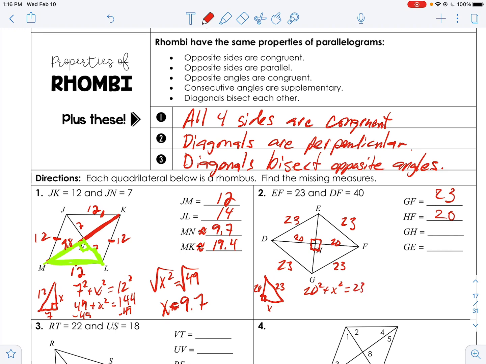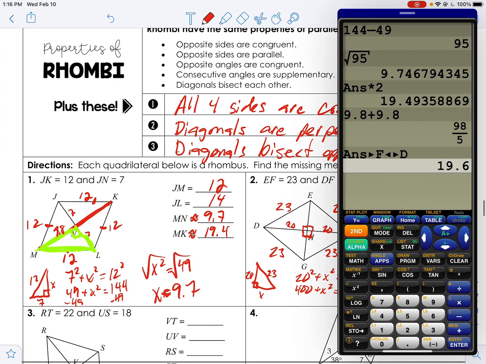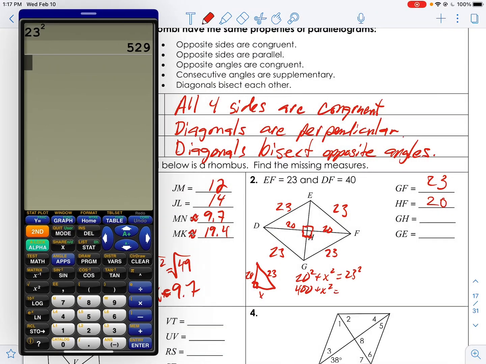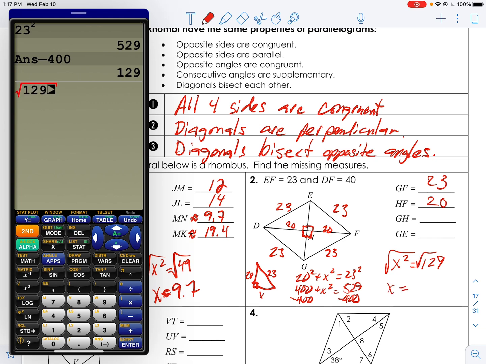So 20 squared plus x squared equals 23 squared. 400 plus x squared equals, I don't know what 23 squared is. Let's see. Clear. 23 squared is 529. 529 minus 400. So we subtract 400 from both sides. So x squared equals 129. Square root. X equals the square root of 129.